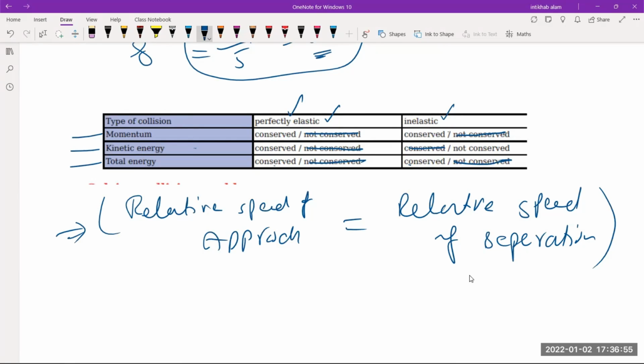And this is a very shortcut rule and a very precise method of checking any kind of collision, that this collision is elastic or not. If it would be elastic, then definitely we can talk about it very quickly.